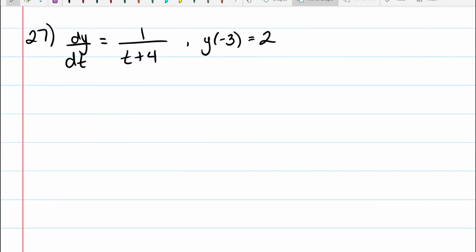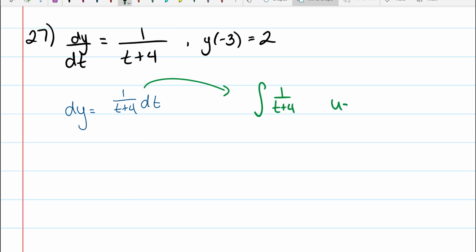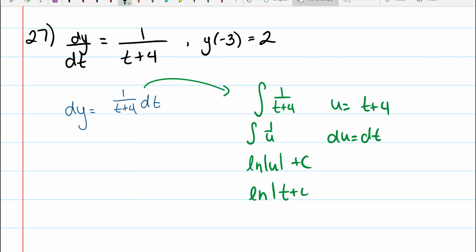Moving on to number 27, we get that dy is equal to 1 over t plus 4 dt. So using a u sub, we get that the integral of 1 over t plus 4, we're going to let u equal t plus 4 and get du equals dt. So this becomes the integral of 1 over u. So this becomes ln of u plus c, which is ln of t plus 4. So when I integrate both sides, I get y is equal to ln of t plus 4 plus c.